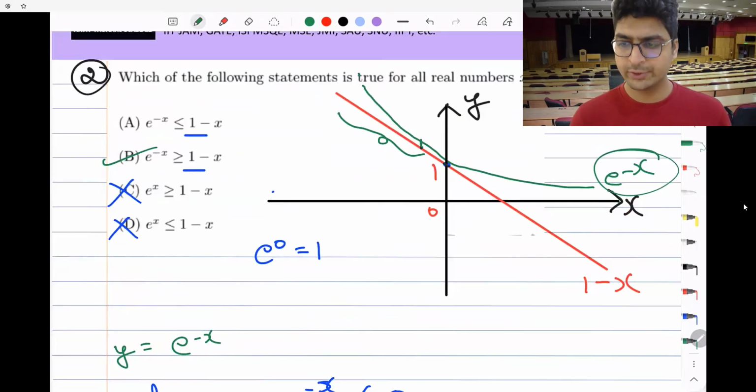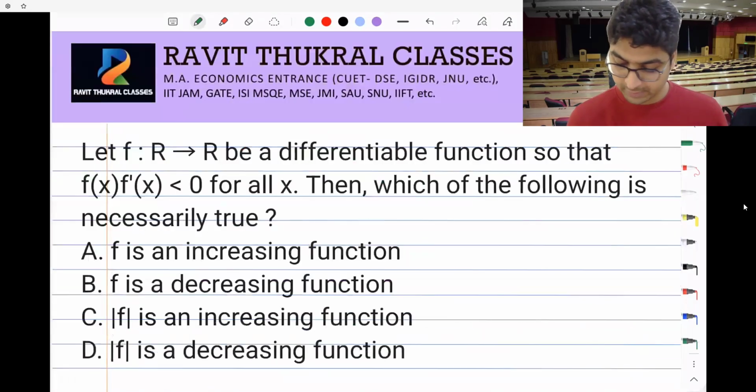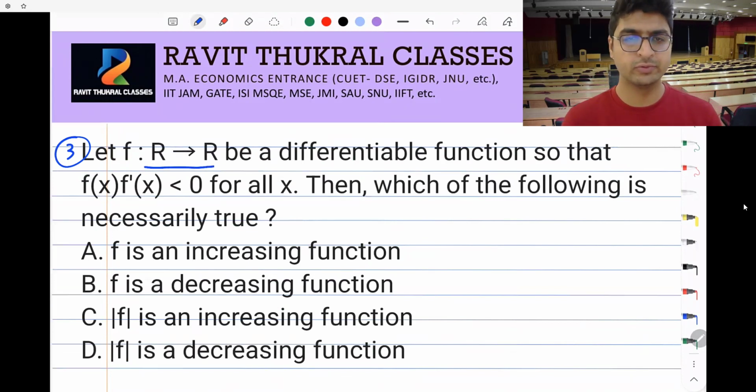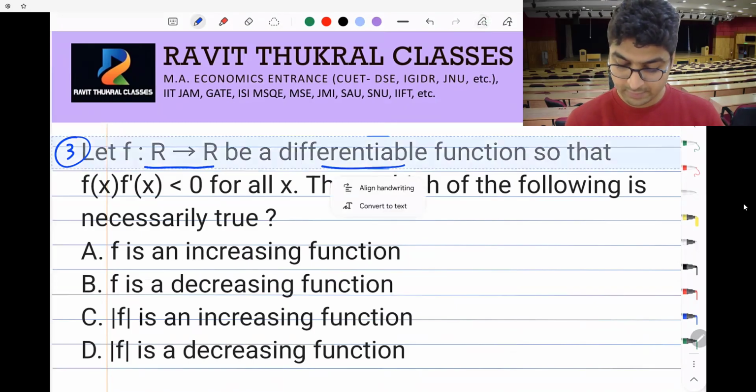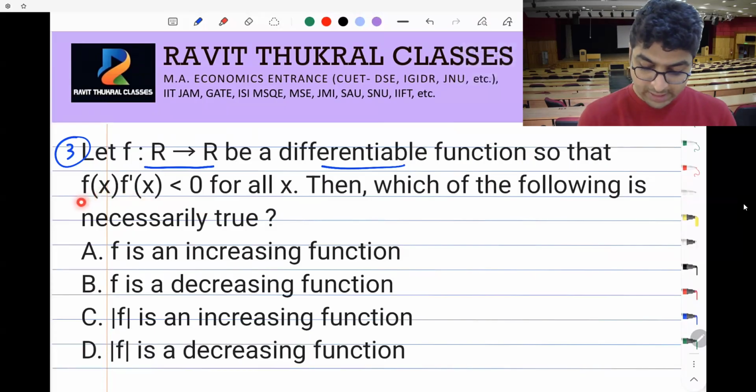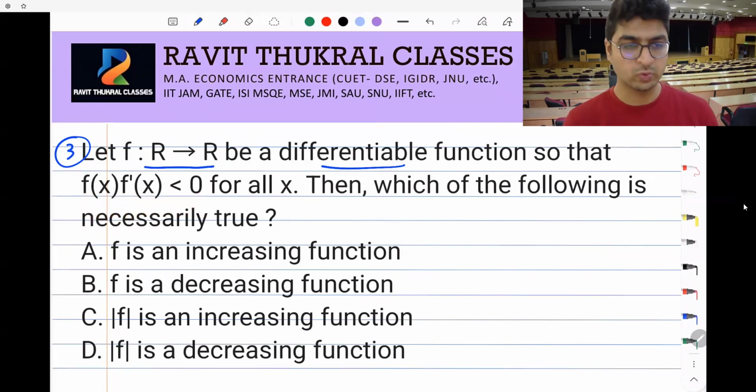All right. Let's move to the third question. Let f be a function from the set of real numbers to the set of real numbers, and it is a differentiable function. And what we are given is f(x) into f dash x is less than 0 for all x. Then which of the following is necessarily true? That f is an increasing function, f is a decreasing function, mod of f is an increasing function, mod f is a decreasing function.